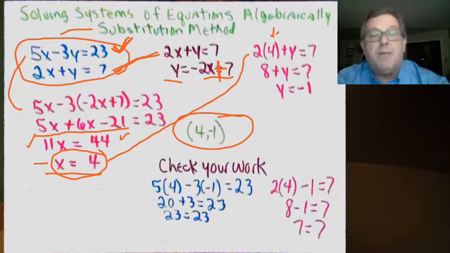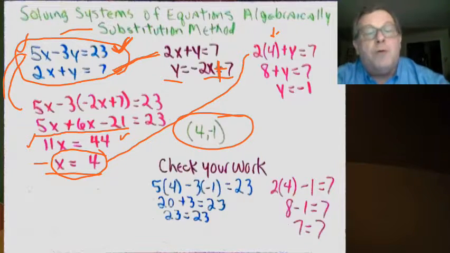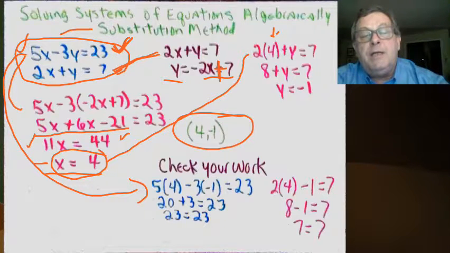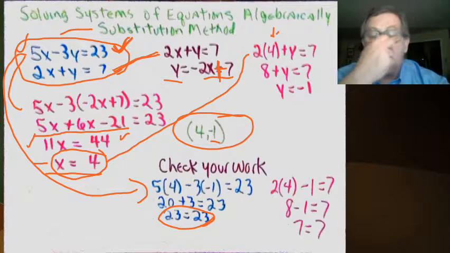Now, I should check my work. I'm going to do that by plugging in these x and y values into both of these original equations to see if they come up with a true solution. So here, this is my first equation right here. I'm going to check it. I got 5 times 4, substituting 4 for x, minus 3 times minus 1, substituting in the minus 1 for y, equals 23. 5 times 4 is 20. Minus 3 times minus 1 is 3. 20 plus 3 is 23. Well, 23 does, in fact, equal 23. And so certainly in that first equation, it works.